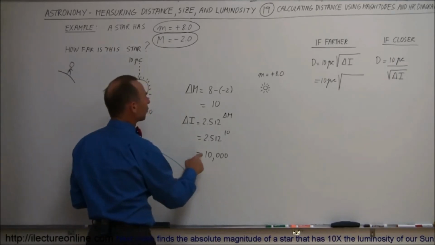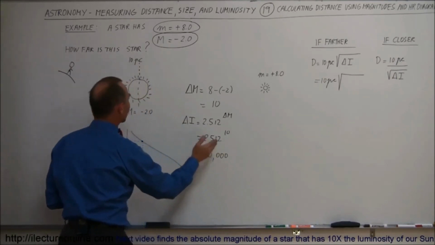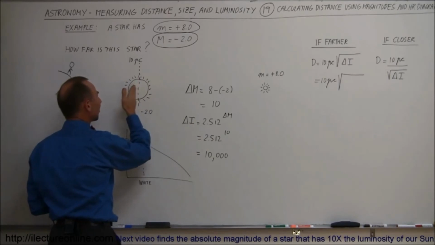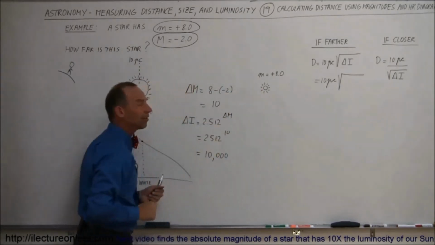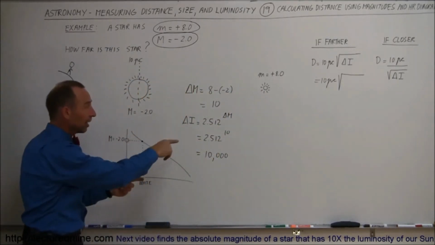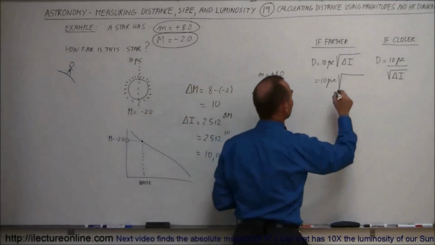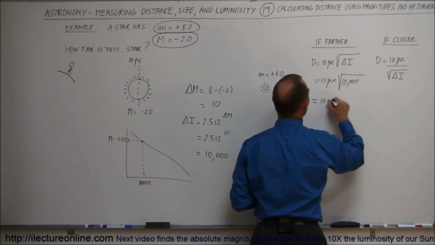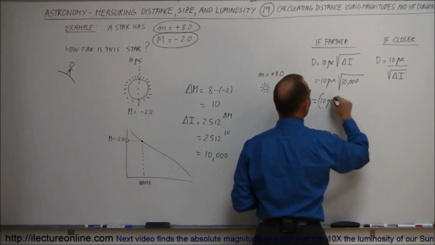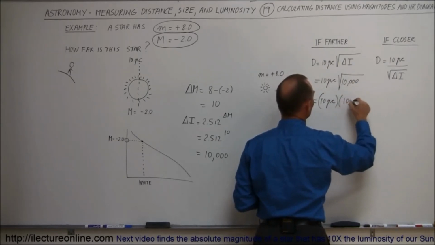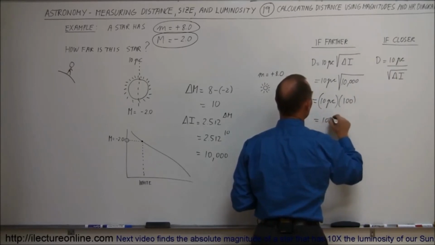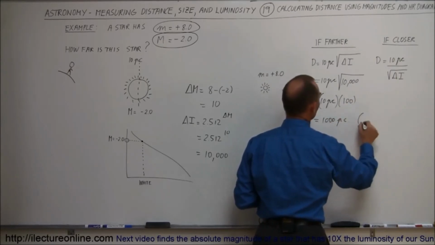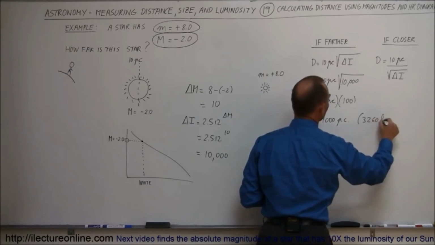So that means that the star is 10,000 times brighter if it was here at 10 parsecs than where it actually is. And so we take that number, the difference in intensity, and plug it into the radical here, so we have 10,000, which means this is equal to 10 parsecs times 100, because the square root of 10,000 is 100, which is 1,000 parsecs, which of course is 3,260 light years.